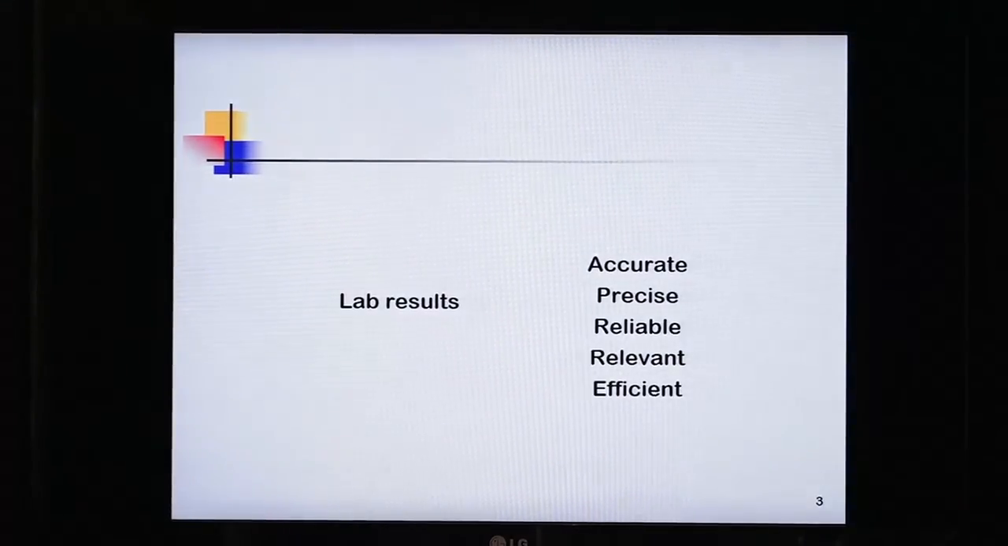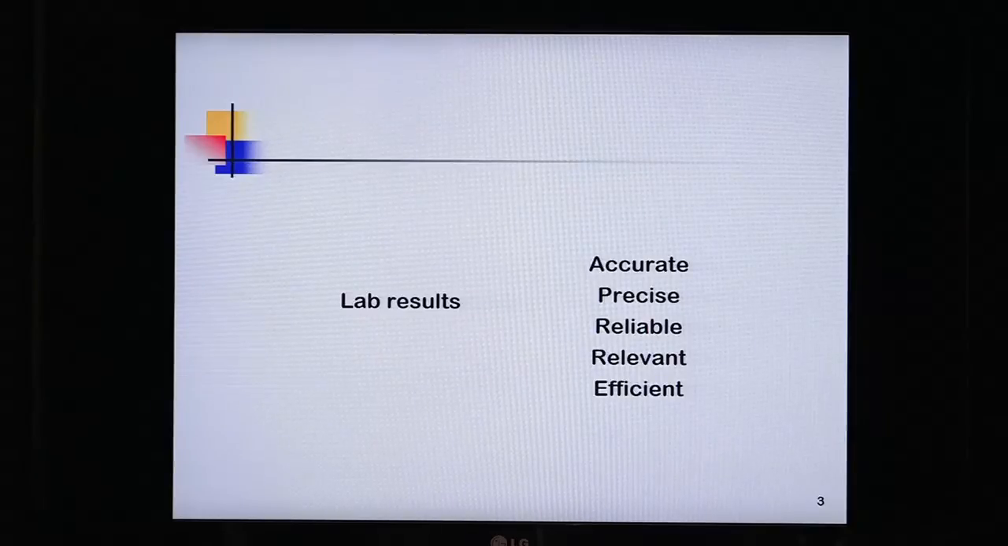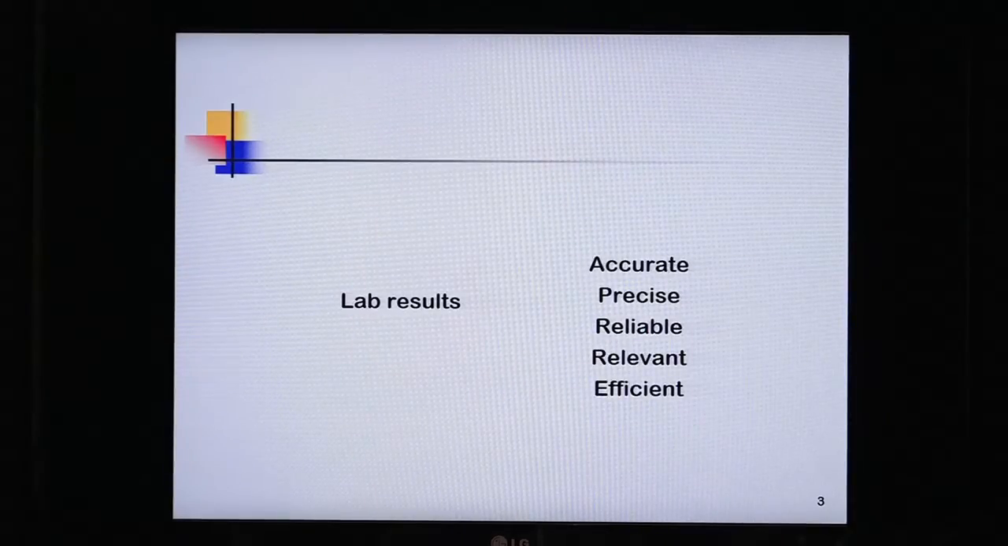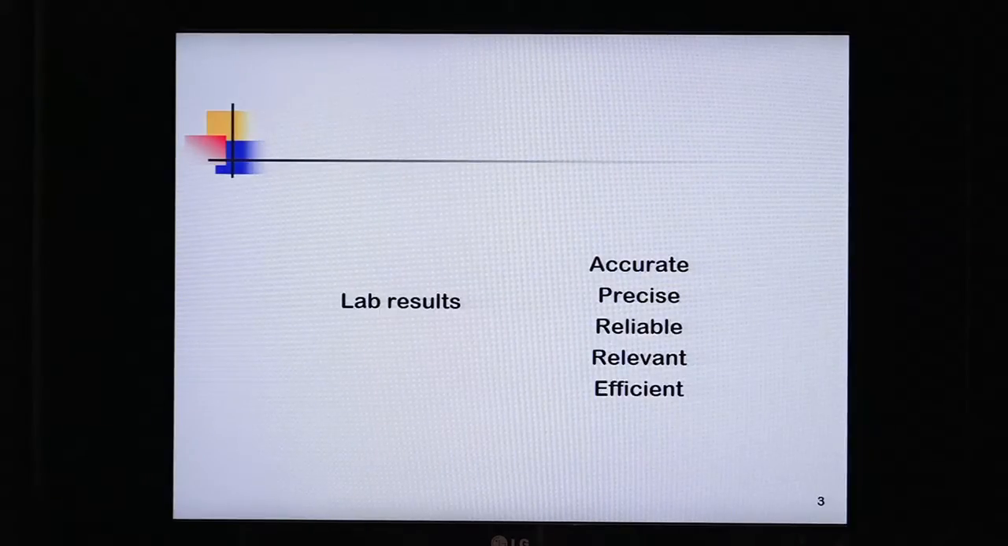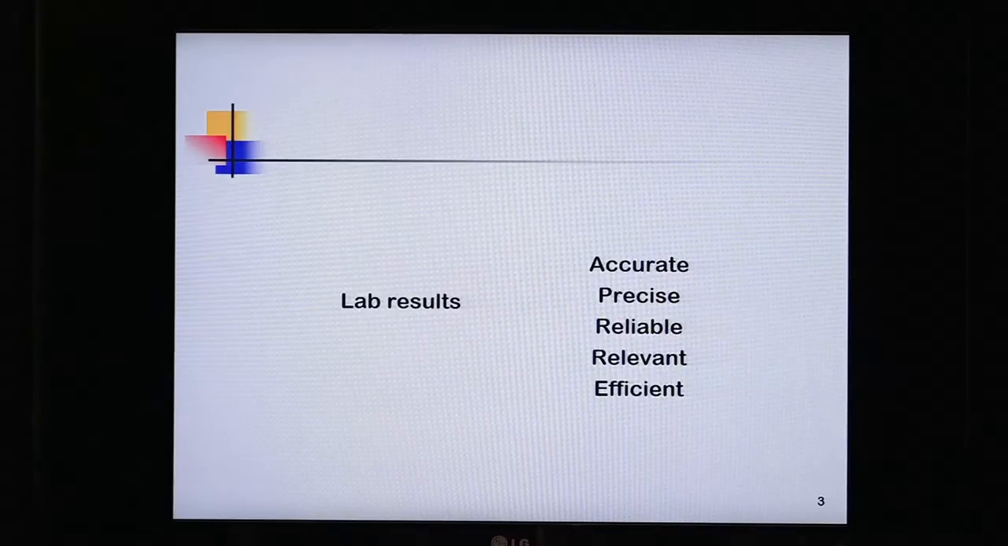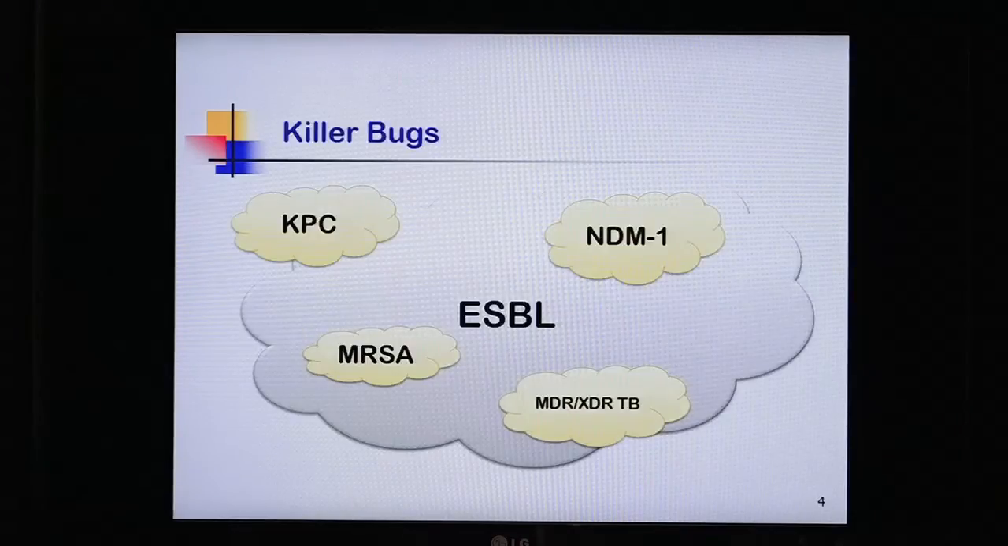We are working for the patient. I always tell my staff, we are not working for the clinician. We are working for the patient. We are also a party in the treatment of the patient. If we have that attitude, then I think everything falls in place.